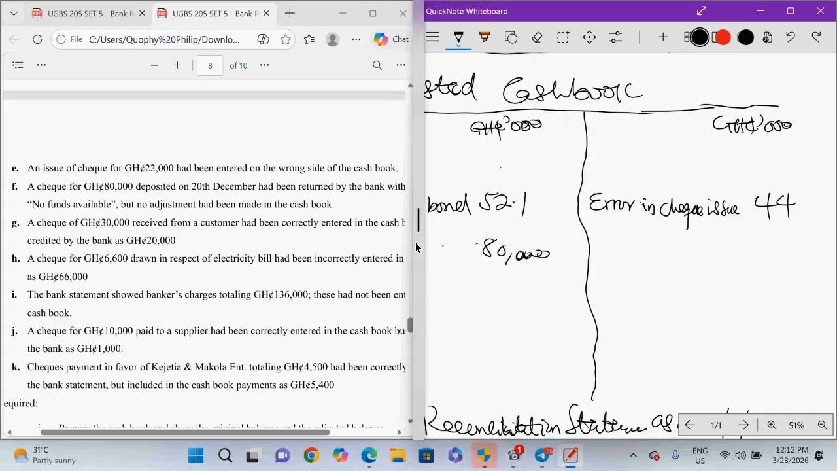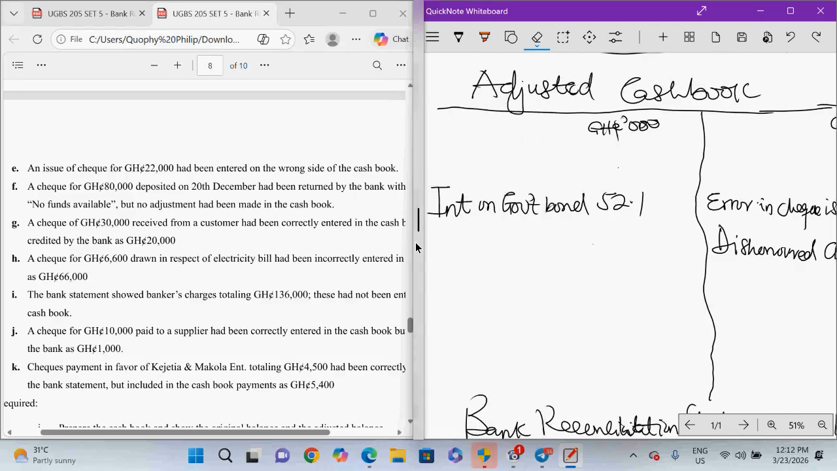So with that, what do you think we should do to cancel this figure? To credit our cash book. Credit our cash book: dishonored check, an amount of 80,000. Automatically it will cancel this. So you see how simple and easy it is.